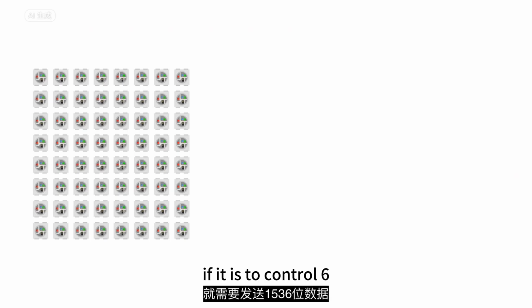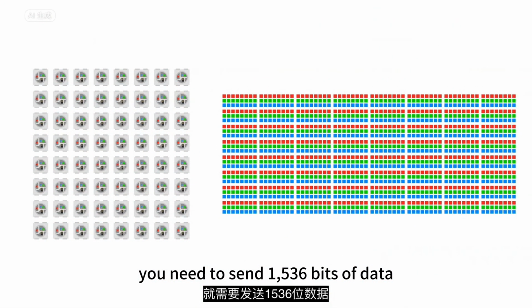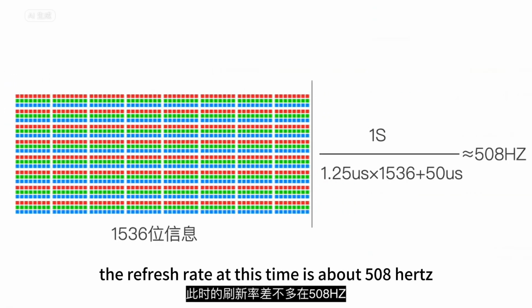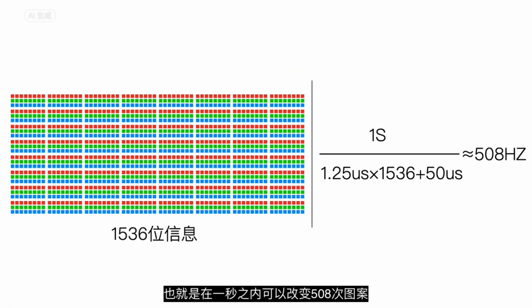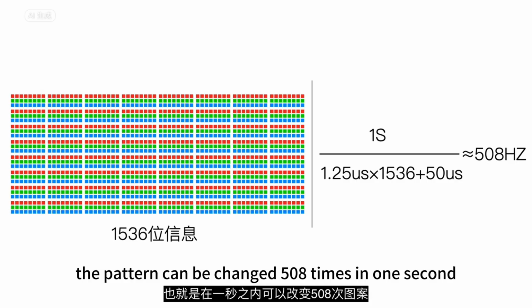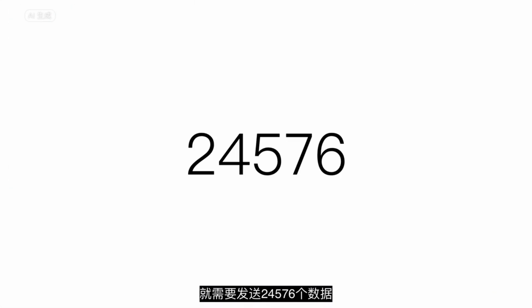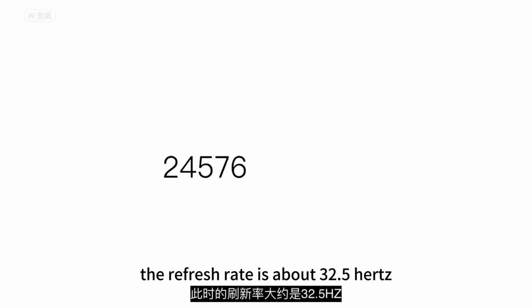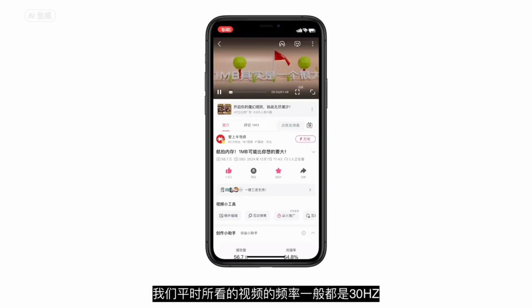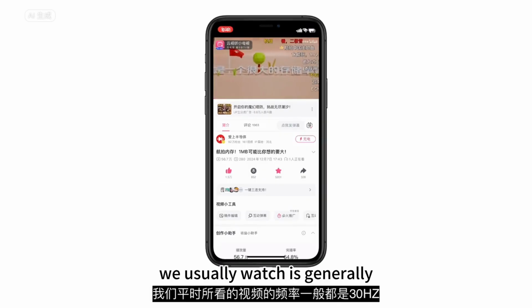If it is to control 64, you need to send 1,536 bits of data. The refresh rate at this time is about 508 Hz. That is, the pattern can be changed 508 times in 1 second. If it is to control 1024 LEDs, it needs to send 24,576 bits of data. The refresh rate is about 32.5 Hz. The frequency of the video we usually watch is generally 30 Hz.